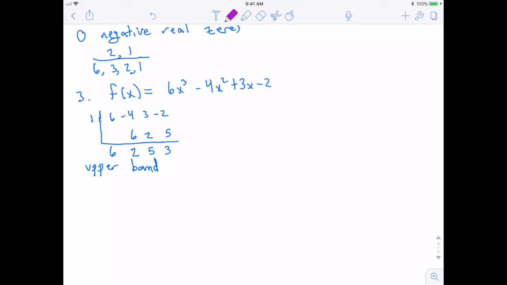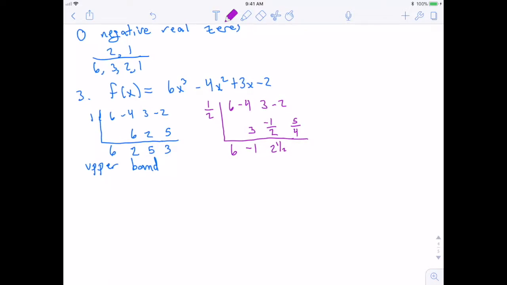So let's try another fraction here. How about we try 1/2? Six goes outside. 1/2 of 6 is 3. -4 plus 3 is -1. A half of -1 is -1/2. This becomes positive 2.5. Then this is what? 5 halves. So this becomes 5/4. And this becomes 3/4. But notice here, we have a negative number. So we need to look for larger zeros. This wasn't an upper bound, so that means there is a zero that's bigger than 1/2.